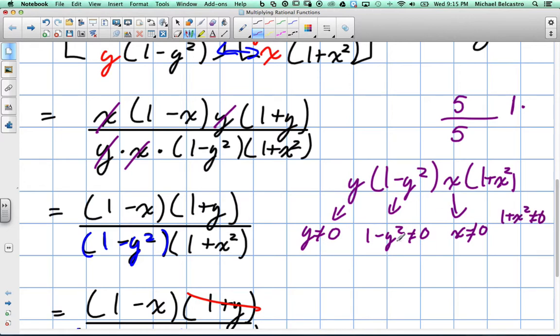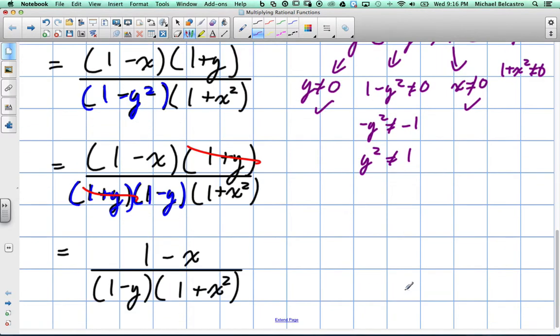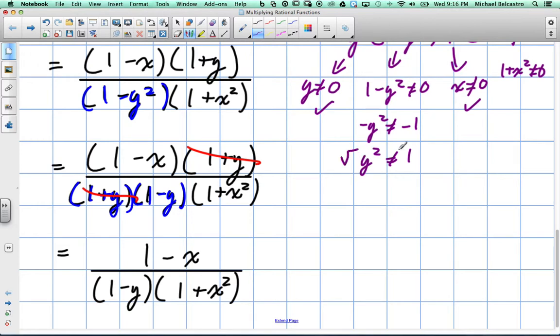So these 2 are already done. We finished both of them. That's 2 of our restrictions. Y and x can't be equal to 0. And our other one, we'll move 1 to the other side, and we'll get negative y squared cannot equal negative 1. We'll divide both by negative 1, so we'll get y squared cannot equal 1. And in order to isolate, we're going to square root both sides, and we're going to get y cannot equal plus or minus 1. And the same thing's going to happen probably on this side.